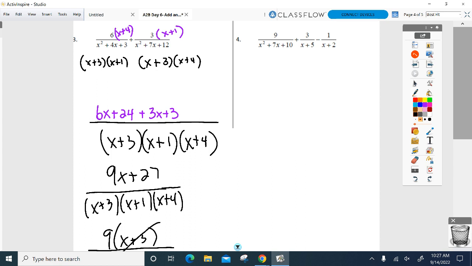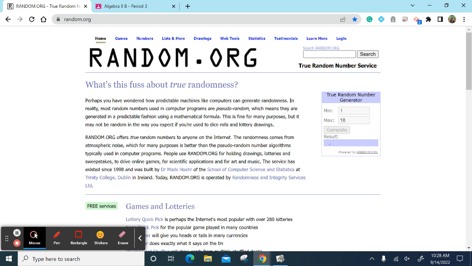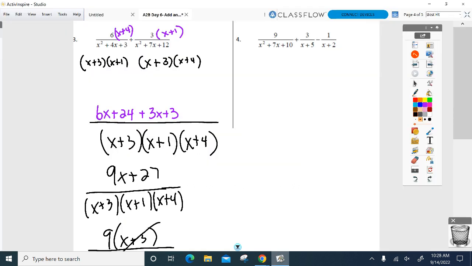All right, I look at the denominators. They're not the same. I can factor one out of the 3, right? X squared plus 7x plus 10. How do I factor that? I got x plus 5 and x plus 2. X plus 5 and x plus 2. Good work. Can't factor the other ones, so I'm done there.